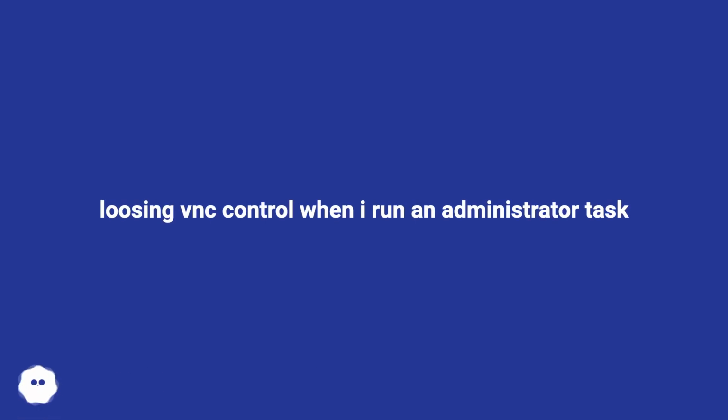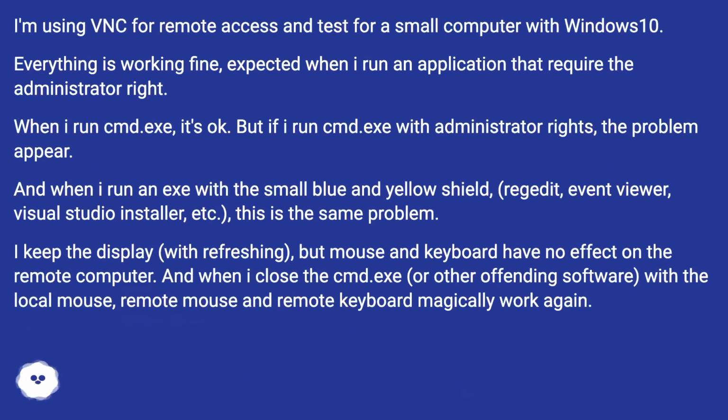Losing VNC control when I run an administrator task. I'm using VNC for remote access and test for a small computer with Windows 10. Everything is working fine, except when I run an application that requires administrator rights. When I run cmd.exe, it's okay. But if I run cmd.exe with administrator rights, the problem appears.